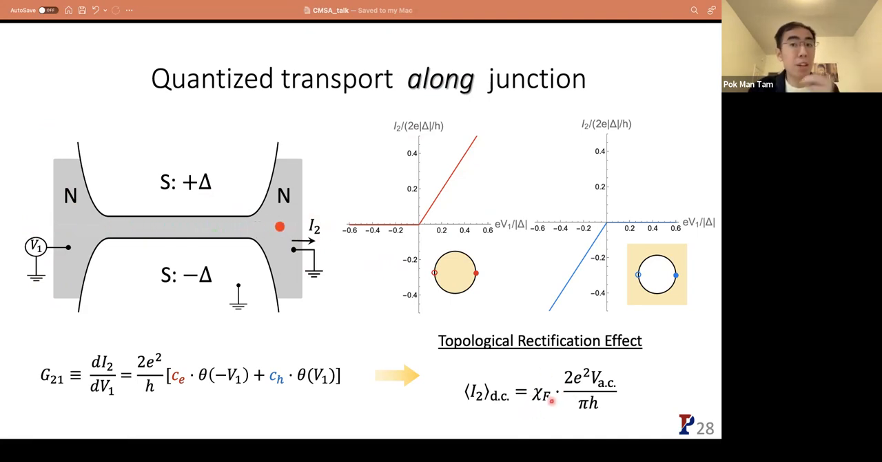Which is the difference of convex and concave critical points. So basically, with this setup, we predict a rectification effect. You have an AC voltage applied to lead 1, and you're going to pick up a direct current in lead 2. The amount of direct net current you pick up in lead 2 is proportional to the Fermi C topology in the 2D normal metal.